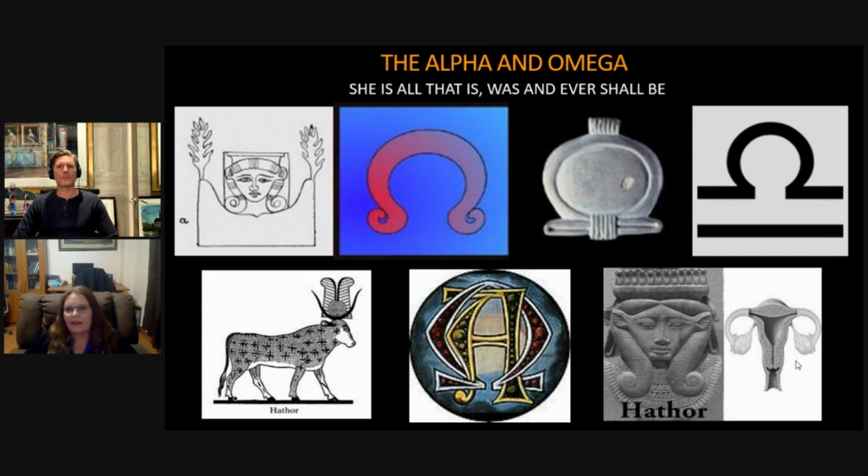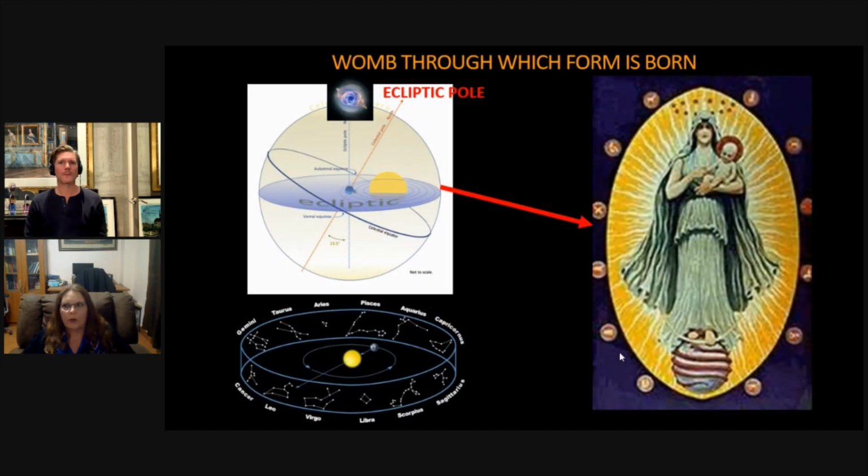As you can see in the lower right-hand corner, we have the image of Hathor, making this connection between her expression, her hair, being the uterus as well, that which gives birth to form, the Alpha and Omega. Here we're looking again at the womb, and I'm making the connection that this womb through which form is born is literally this ecliptic plane.